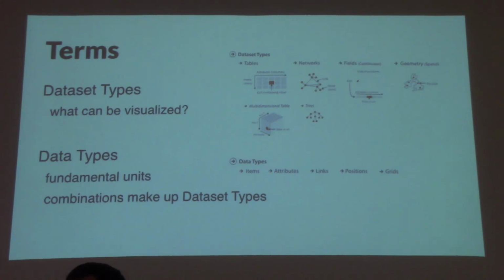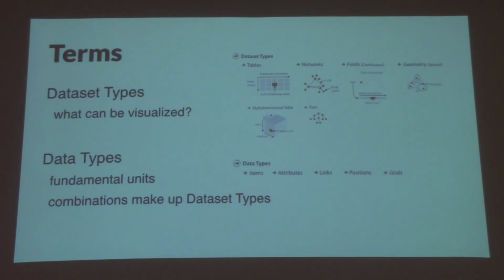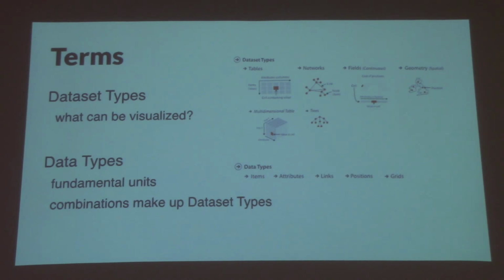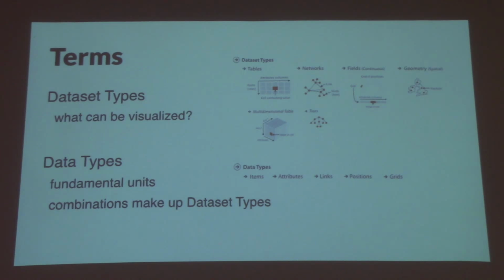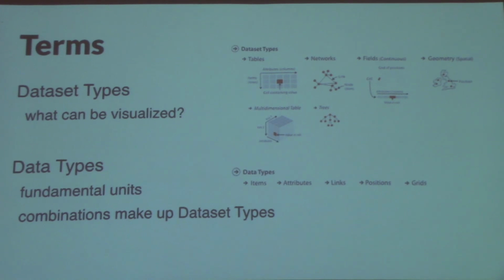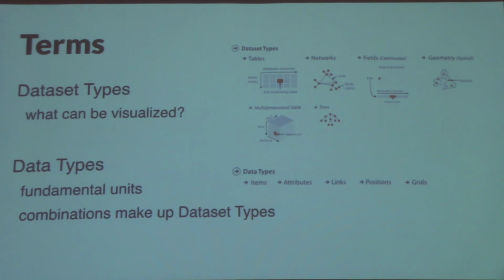We have data set types. So what can we visualize? What can we collect about our environment? What data is available? What are these data set types? So these are tables, networks, fields, or geometry, essentially. Tables are, as you can all easily imagine, simply combinations of rows and columns. Networks show you relationships. Fields are sampling or somehow describe a continuous phenomenon.